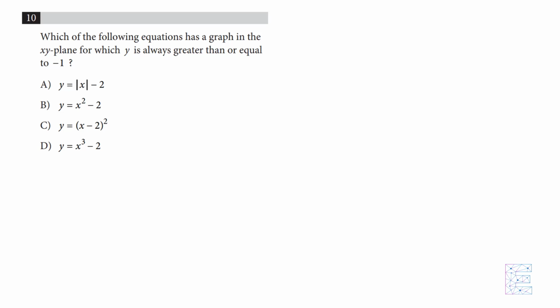Now, as always, we want to wrap up every lesson with actual practice problems. So to illustrate the importance of knowing the parent graphs, we're going to use this question from the SAT, and let's go ahead and read it.